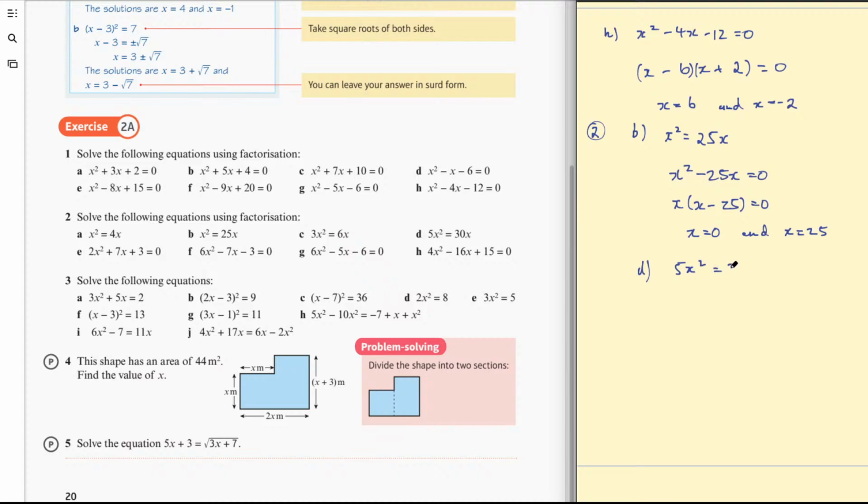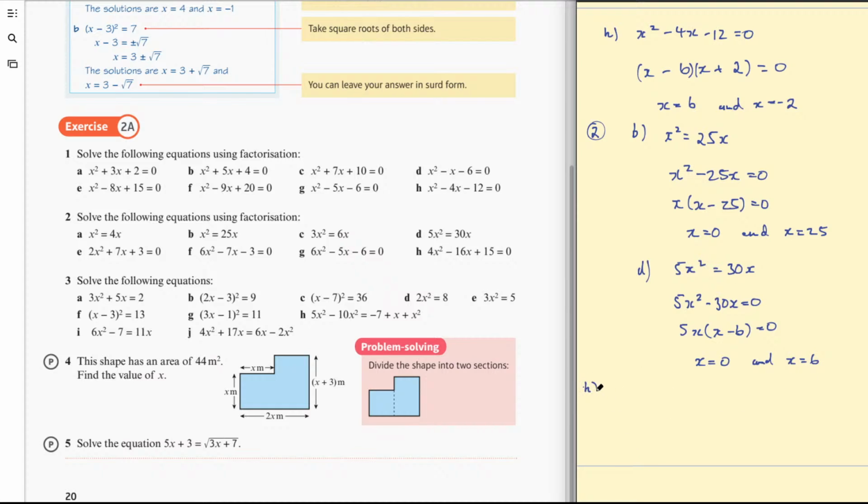5x squared equals 30x. Bring everything over to the left hand side. This equals 0. Factorize the x, and also maybe you can see another common factor. You can also factorize the 5. So 5x is a common factor there. And this all equals 0. And now we have x equal to 0. So 5x equals 0, then x equals 0. And x equals positive 6.